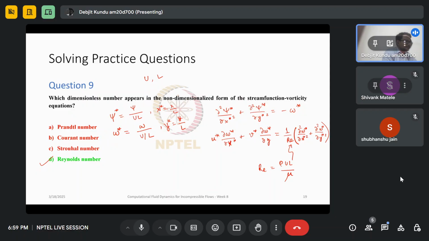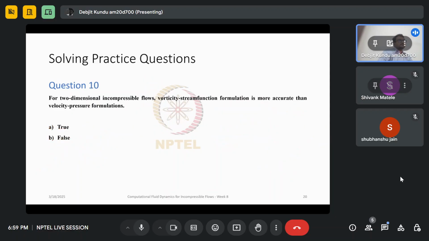Okay, moving on to the last question of today's session. It's a simple true or false question, which is asking us that for two-dimensional incompressible flows, vorticity stream function formulation is more accurate than velocity pressure formulations. Is it true or false? Given that you use the same numerical scheme and everything else.